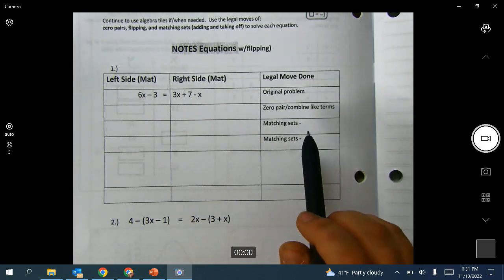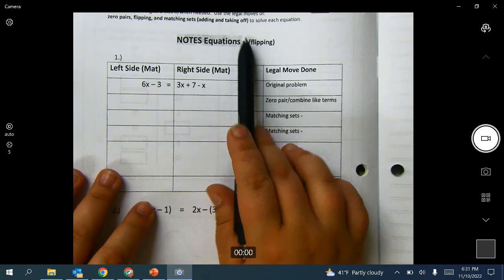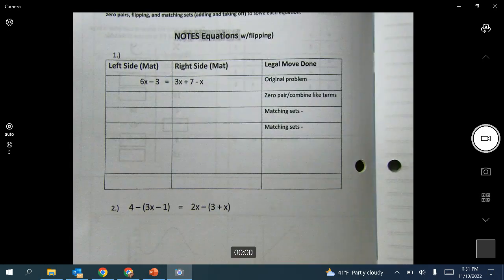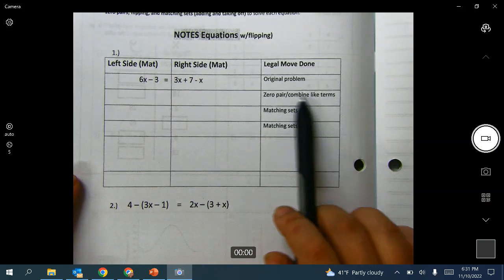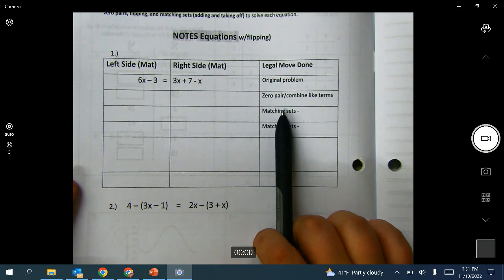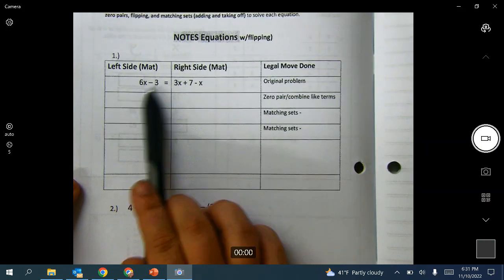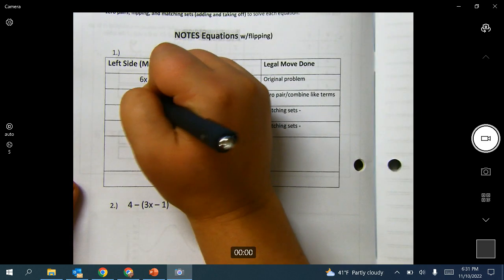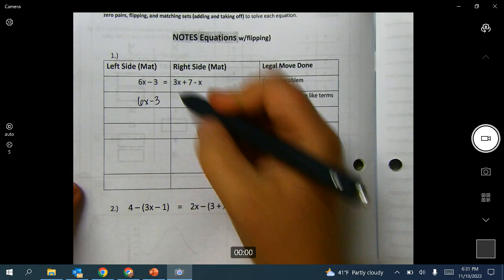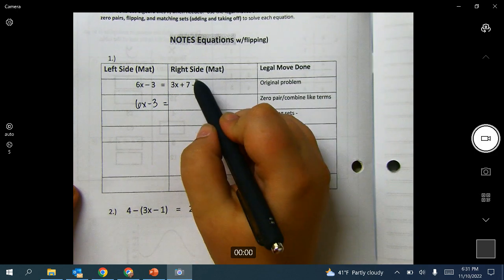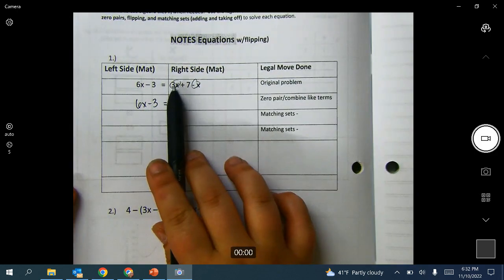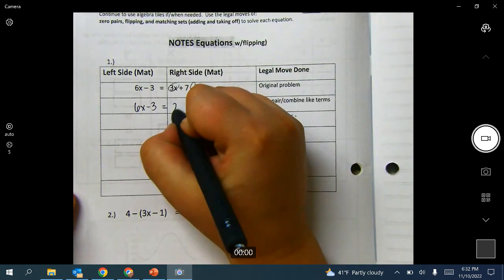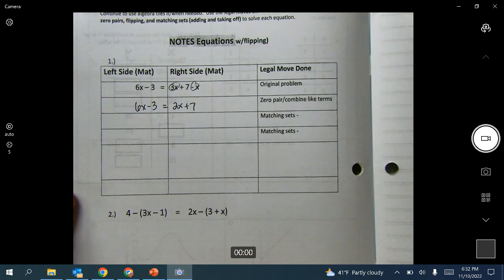Okay, so I see 6x minus 3 on the left and 3x plus 7 minus x on the right. Actually this is false because this one does not have any flipping in it, but that's okay. We already are told right here that in this step, I need to do my zero pair and combine like terms. So I have nothing that I can combine on the left, so I'm going to keep that the same. But then on the right, I can combine this minus x and that 3x. So 3x minus an x gives me 2x.